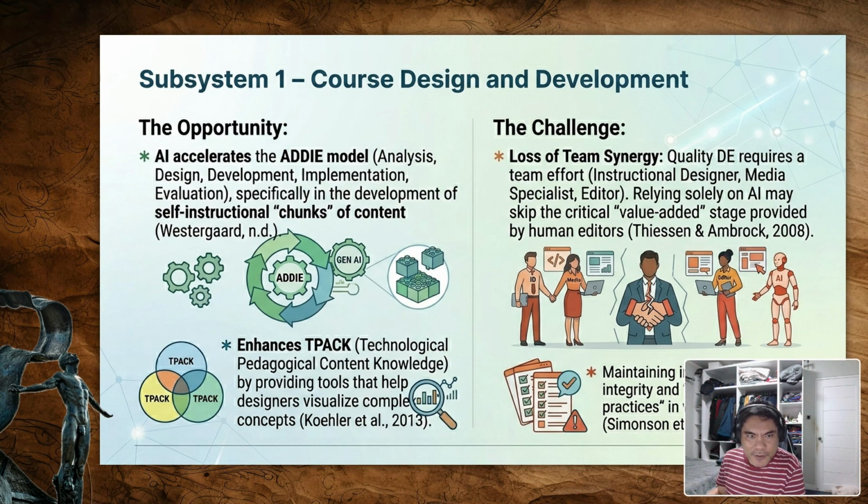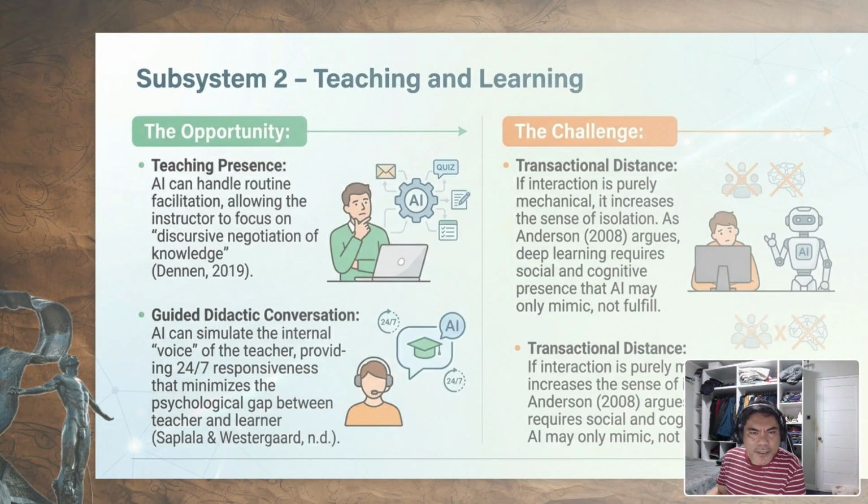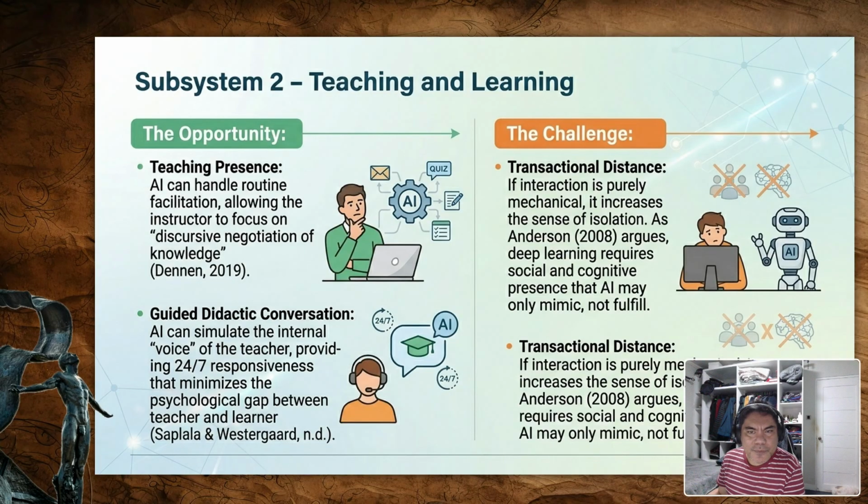However, there is a risk. Quality distance education is a team effort. Authors like Jan Thiessen and Vincent Ambrock remind us that human editors add a value added quality that AI cannot replicate. If we let AI replace the synergy between the designer and the editor, we risk losing the instructional integrity of our materials. In the teaching and learning subsystem, the core is communication.